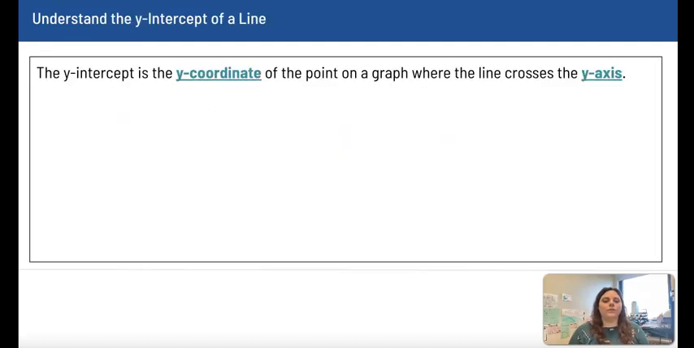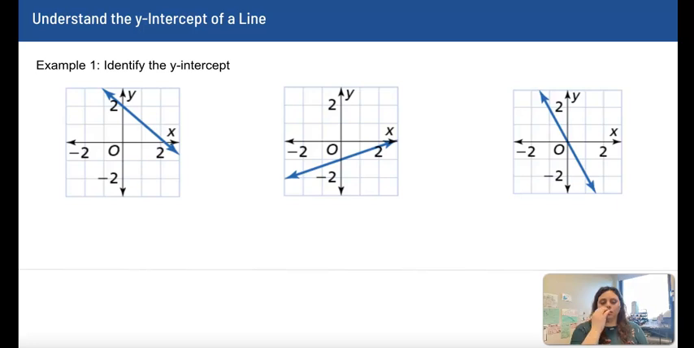We want to remember a few key items. The y-intercept is the y-coordinate of the point on a graph where the line crosses the y-axis. We want to remember that the y-axis is our vertical axis, up and down. So we can quickly identify some y-intercepts by looking at where it crosses the y-axis.